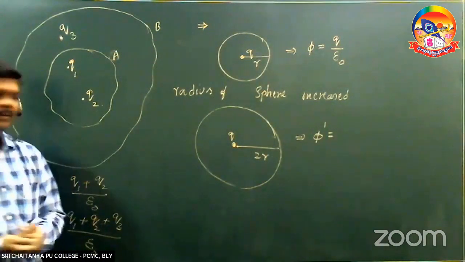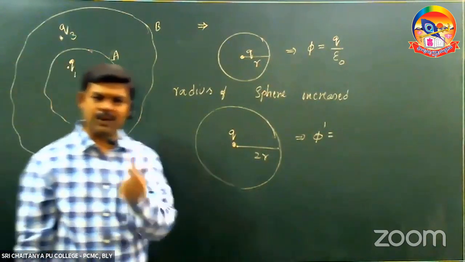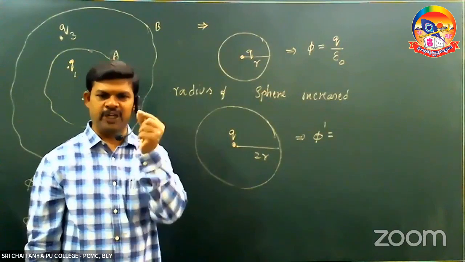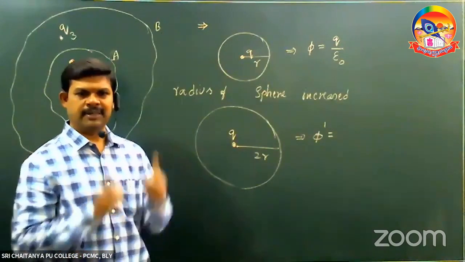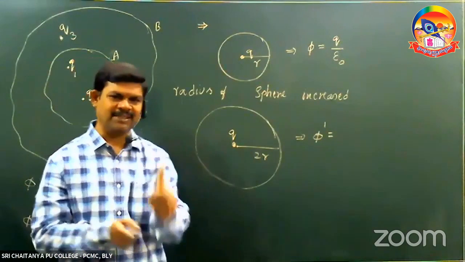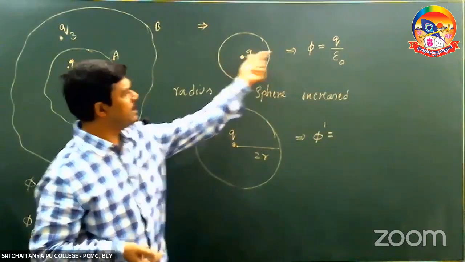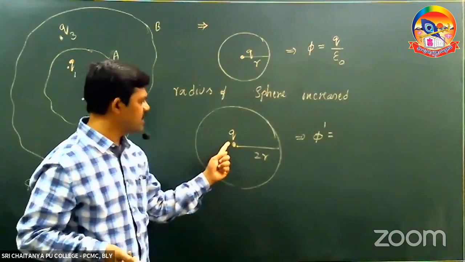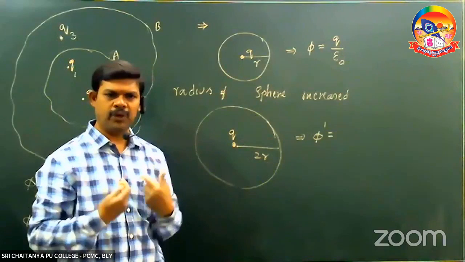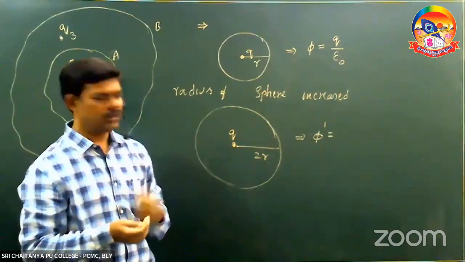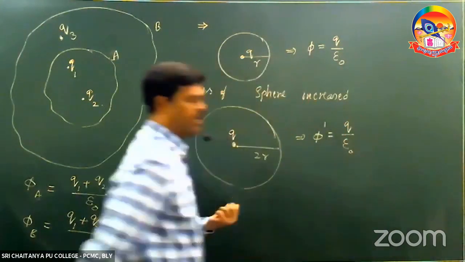What is our answer? We know the flux linked with a closed surface is independent of the size, right? The thing to see is whether the charge is present inside or outside. That's all. Here the charge is inside, Q by epsilon naught. Here also the charge is inside, but the size of the closed surface is increased. But we know it is independent of the size. So what is the answer? Q by epsilon naught only.